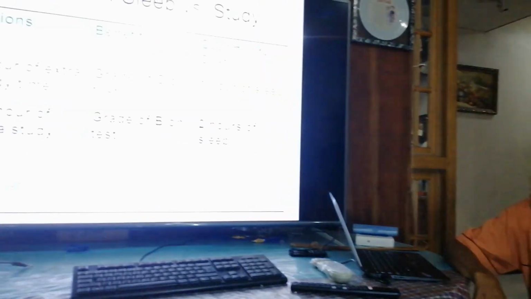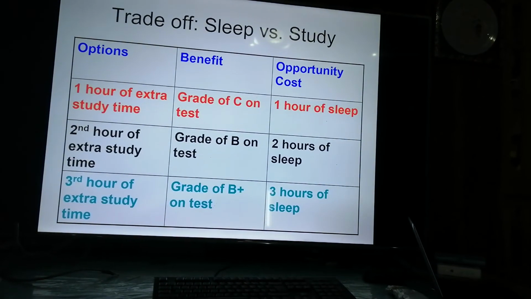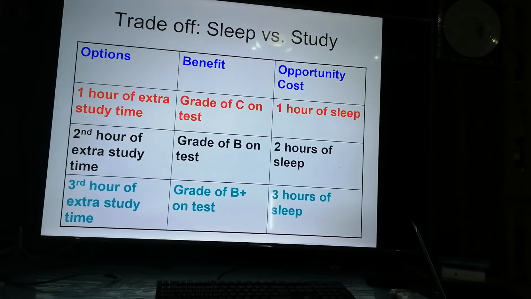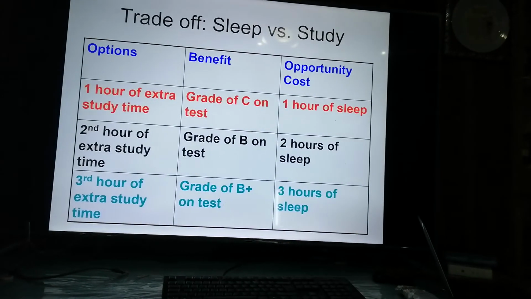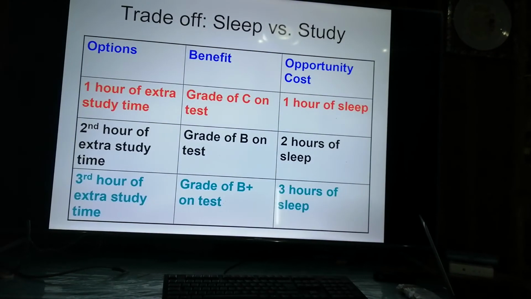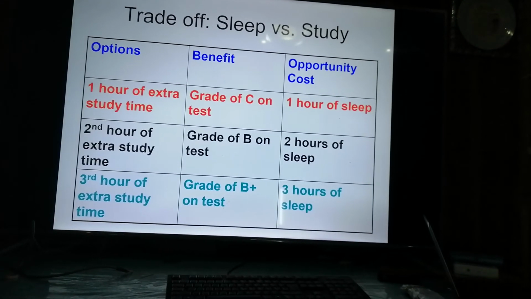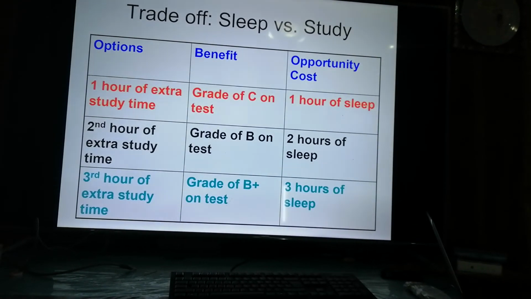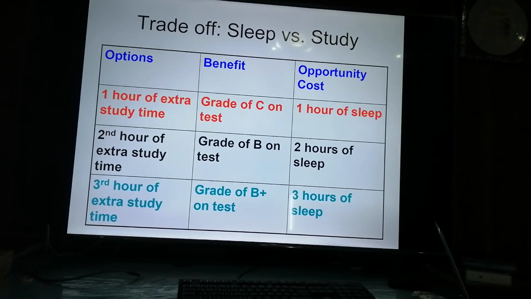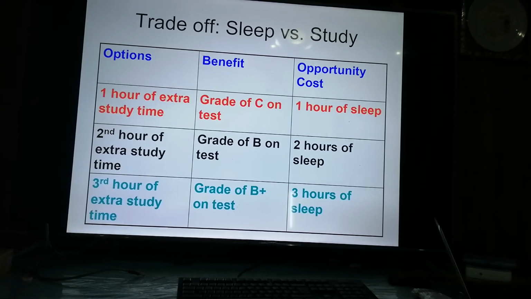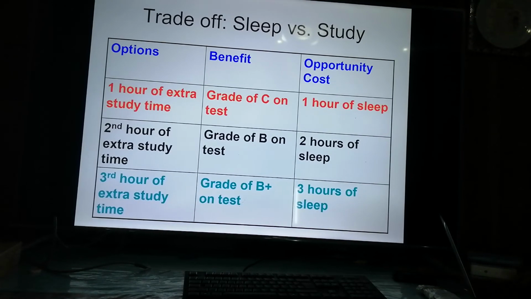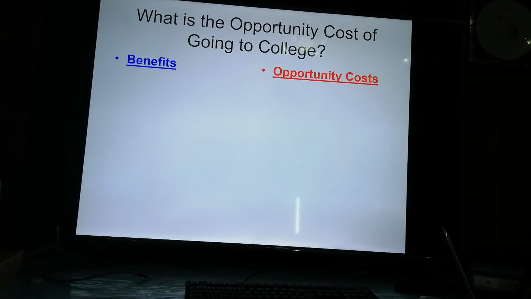So look at the example of sleep versus studying. One hour of extra studying time. Benefit: grade of C on test. Opportunity cost: 1 hour of sleep. Second hour of extra study time: grade of B on test. 2 hours of sleep. Third hour of extra study time: grade of B plus on test. 3 hours of sleep. So look at this. You as a student, if you sleep too much at night, you forget to study, so look at your grade. But if you study very much, disciplining yourself to study, look at your grade after all.